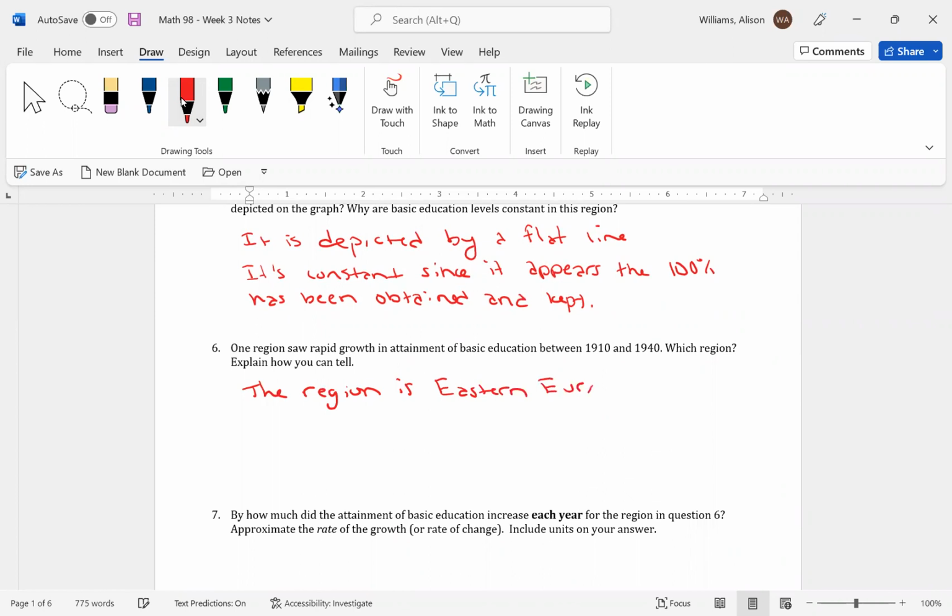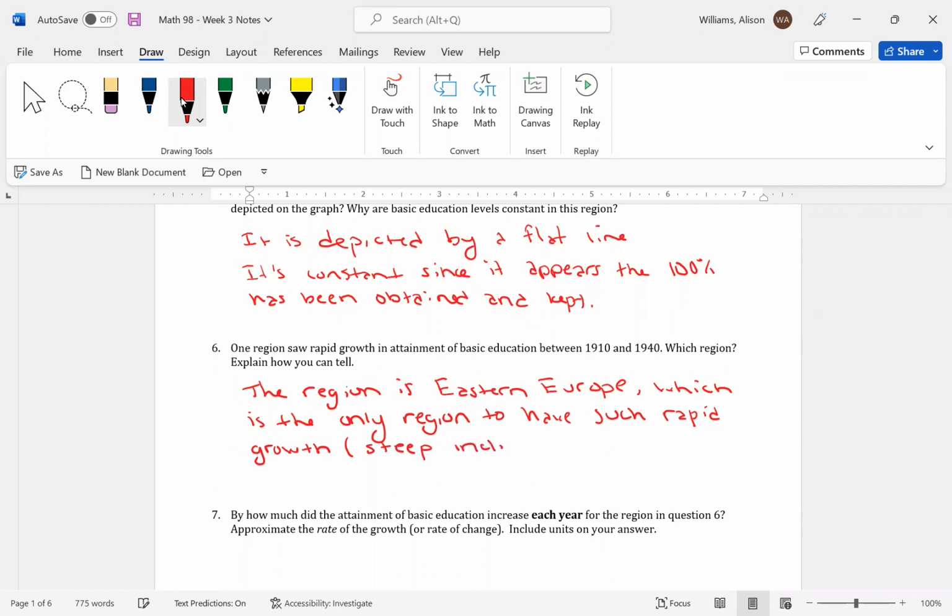And then explain how we can tell. Well, it is the only region to have such rapid growth. And by rapid, I'm talking about how it's a steep incline from 1910 to 1940, but really it's the only steep incline on the whole graph.